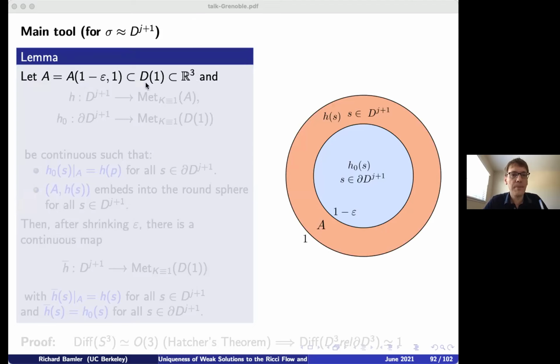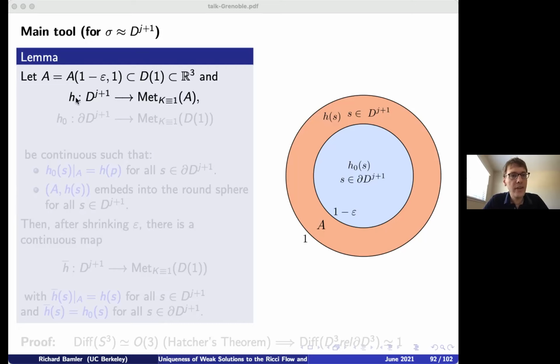And so let me now focus on this annulus and look at some kind of model case. I'm going to assume that our disk, just for simplicity, is contained in R3. So that's the one disk, and I'm looking at a small annulus. This is just the previous picture, straightened out. And let's say J plus 1 is the dimension of the simplex sigma. Sigma should be diffeomorphic to D^(J+1).